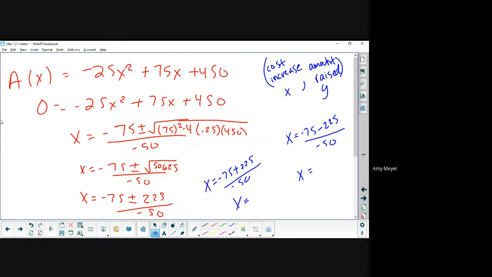One word of caution, if you're typing this in your calculator, you need to put the top in parentheses or hit enter before you divide by -50, or else it will only divide the 225.